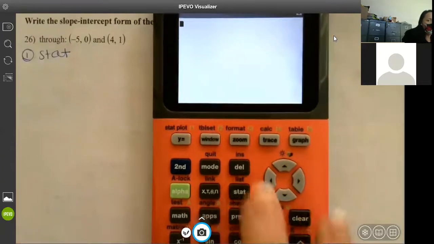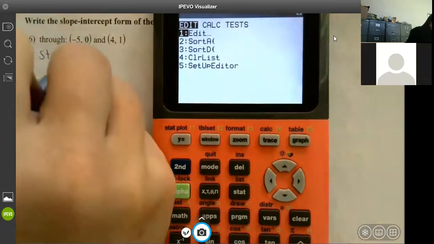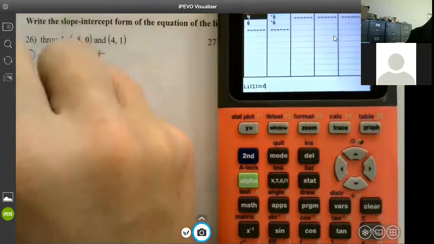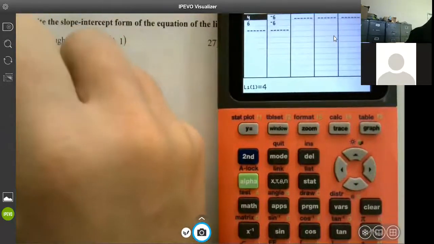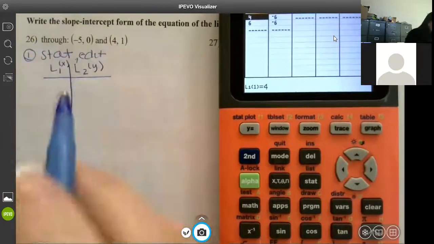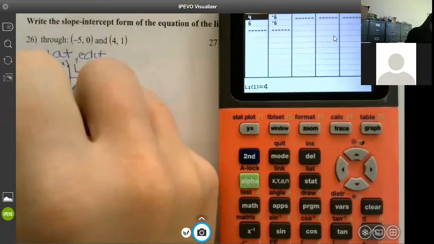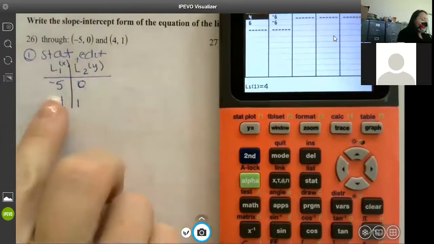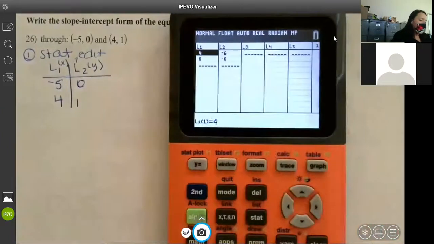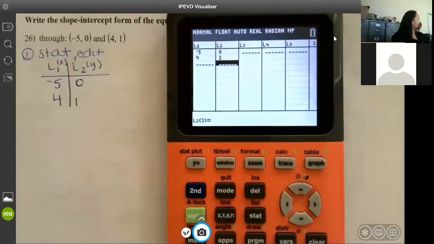So we're going to go to stat on our calculator. That's right below the delete key right there. And we're going to edit. So we just hit enter. And then in L1, you're going to put your X's, and in L2, you're going to put your Y's. So what are your 2 X's? What are your 2 Y's? If you look, there's my first coordinate, -5, 0, and 4, 1. They should match up and read like that. So -5 and 4, 0 and 1. Got it?